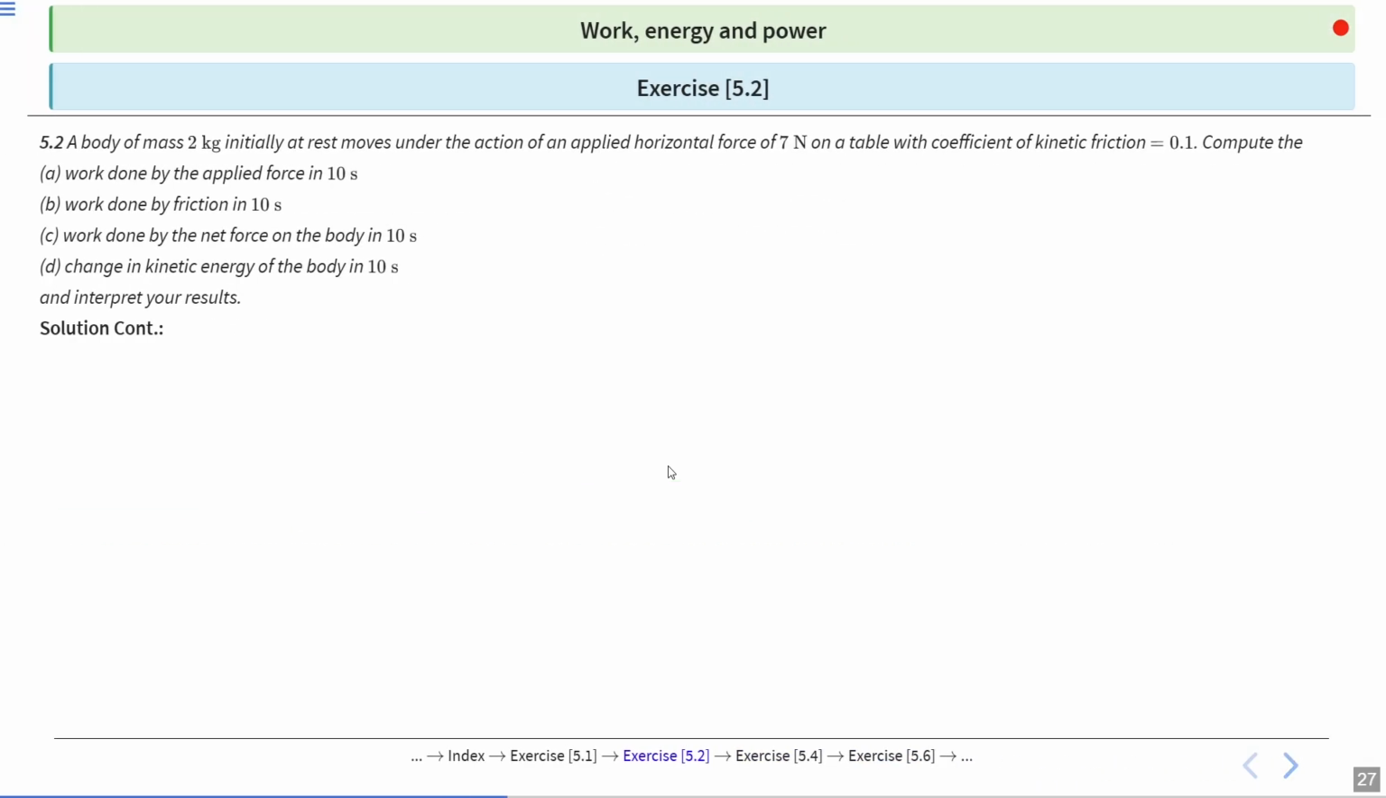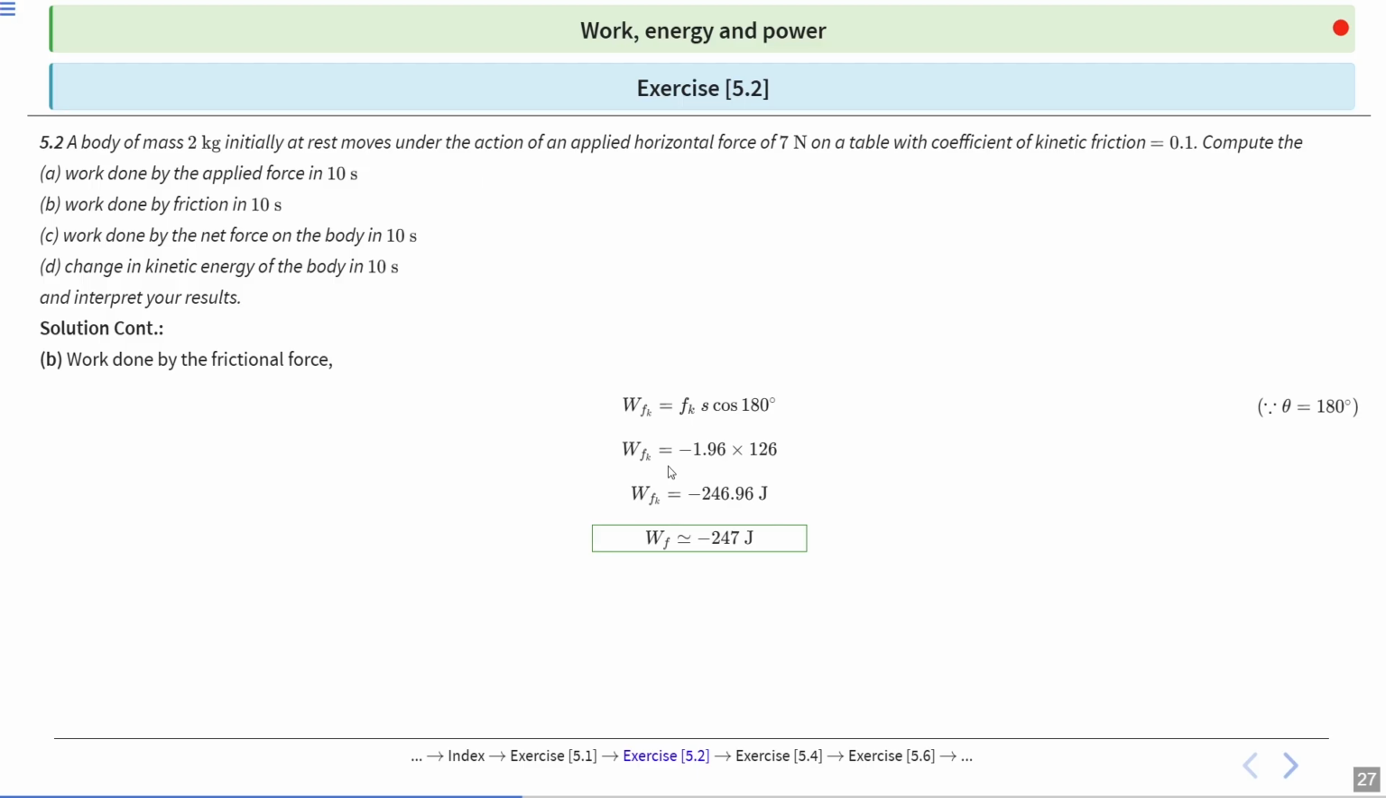Now B, work done by the frictional force. The formula is WFk is equal to Fk S cos 180 degree, because in this case theta is 180 degree. So when we solve minus 1.96 into 126, W is equal to minus 246.96 joule. It means the work done by the frictional force is approximately minus 247 joule.